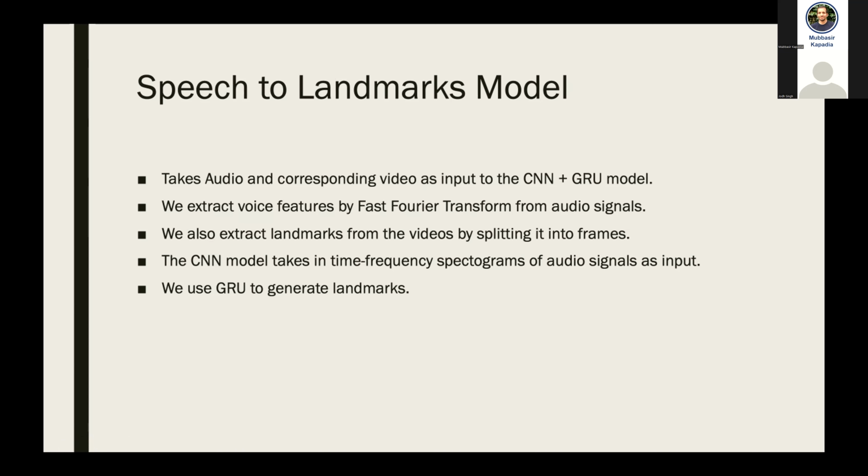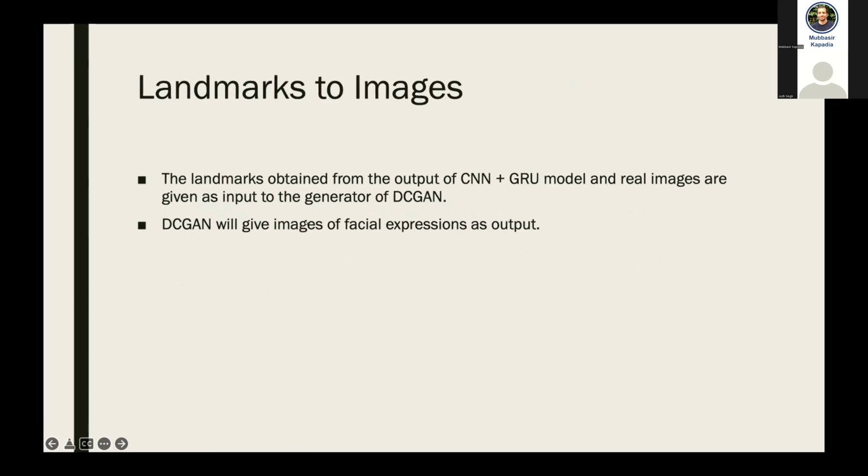But before doing that, we actually split videos into frames. So we have images out of videos, and from those images, we're extracting landmarks. And then the CNN model takes in the time frequency spectrograms of audio signals as input, and then using GRU as the final layer, we're generating landmarks as the output of this particular model. And then taking the output of that model, and giving GAN real images as well, we are going to predict facial expressions as the output.